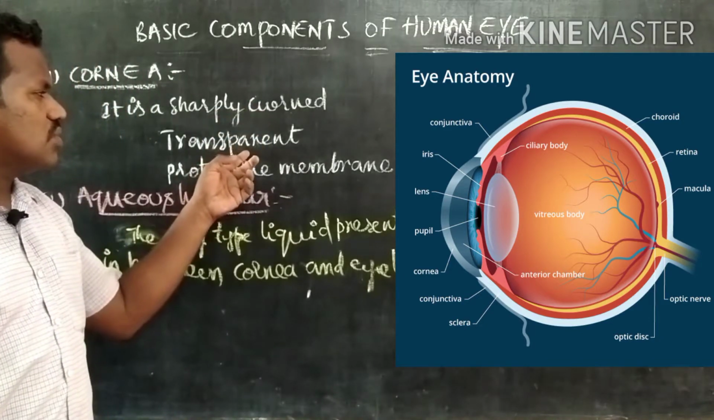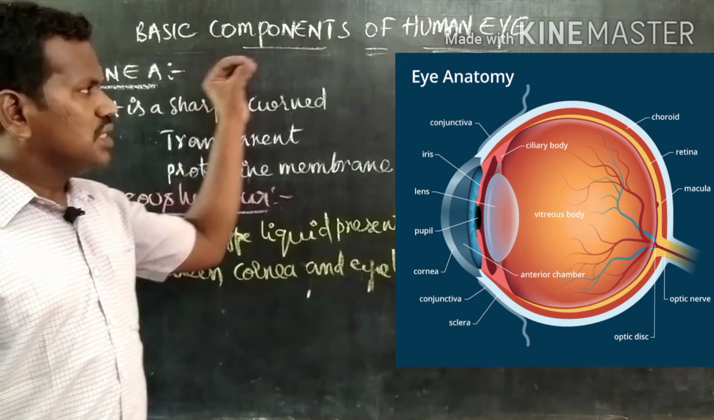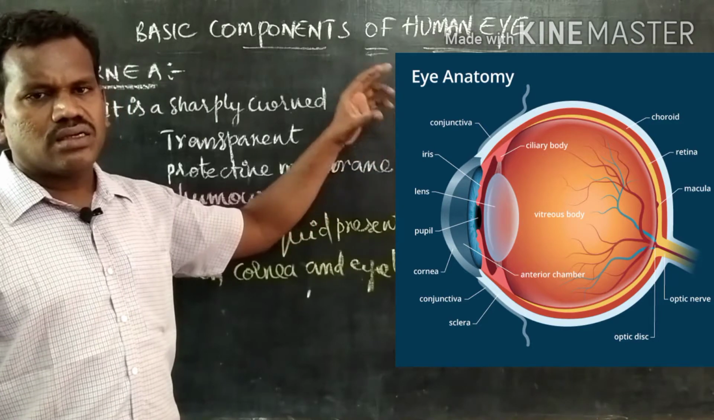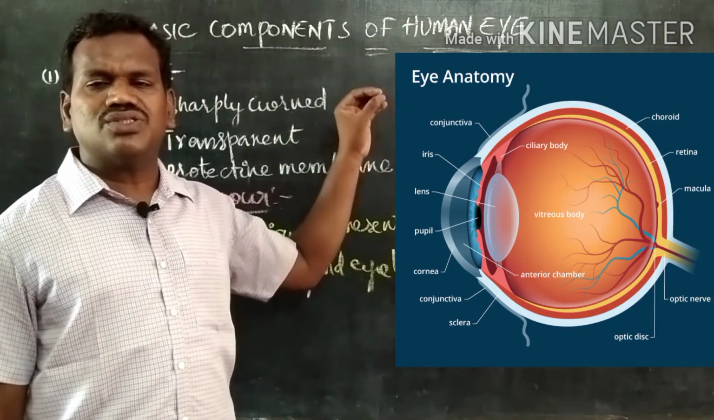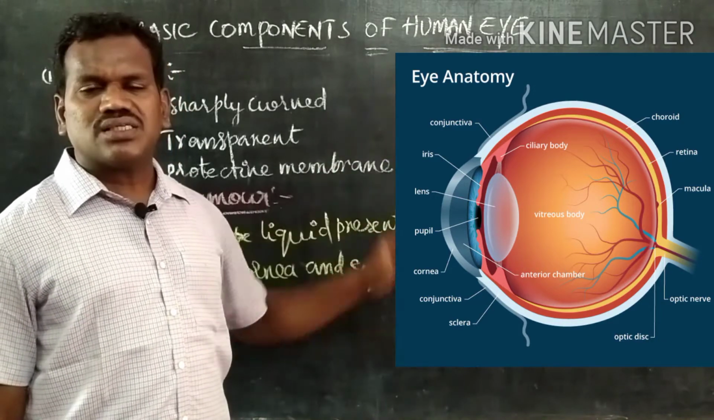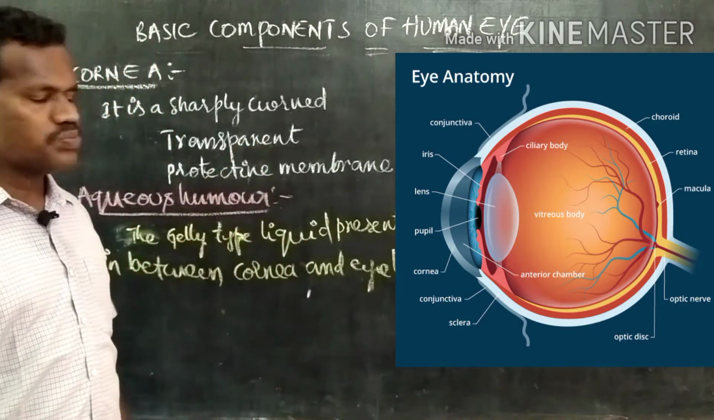And see, here one more word is there: transparent. What is the meaning of transparent? When light falls on the eye, it should allow the light inside. So the cornea should be transparent. When light falls on it, it should let the light enter.